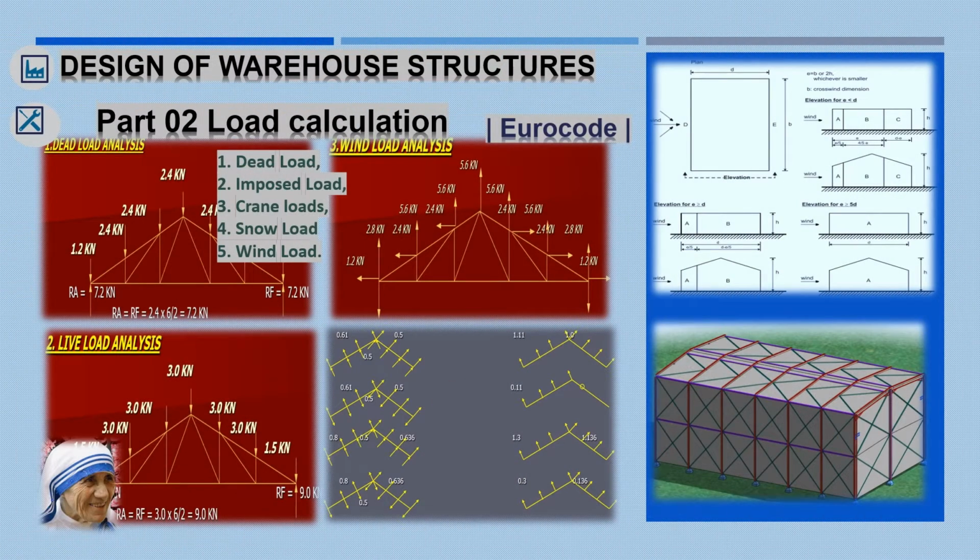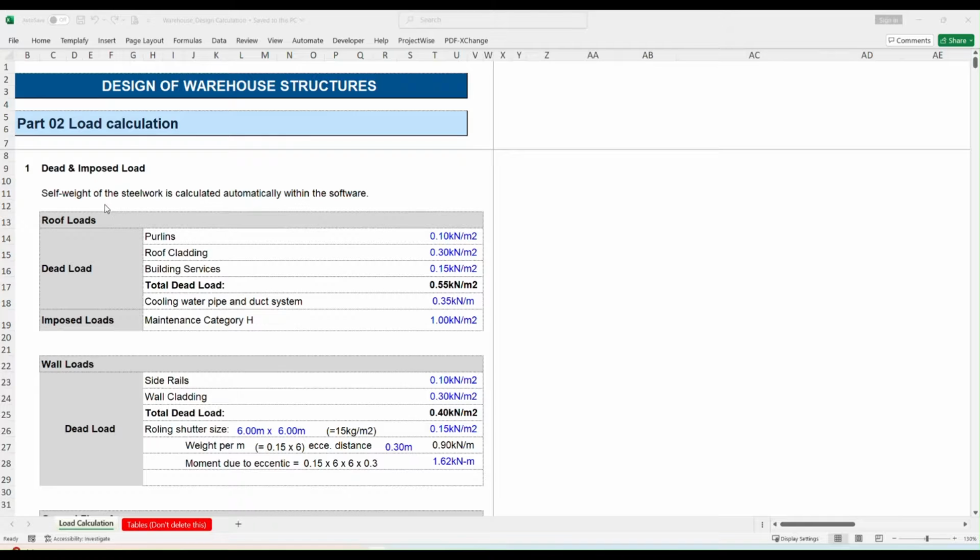Welcome viewers. In this video, we are going to look at part 2, load calculation for design of warehouse structures. The load calculations are as per European code. The following are the load details which we are going to look into in this video: dead load, imposed load, crane loads, snow load, and finally the wind load. First, we are going to do the dead load and imposed load values.